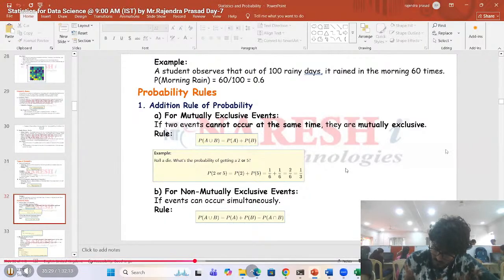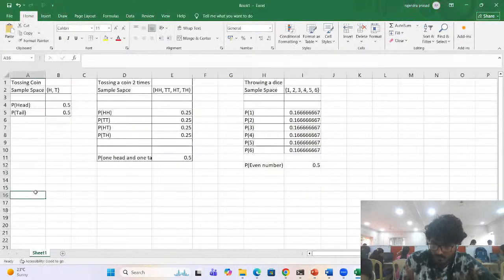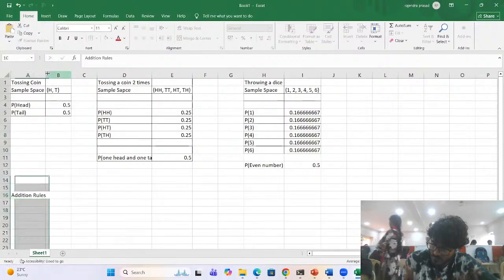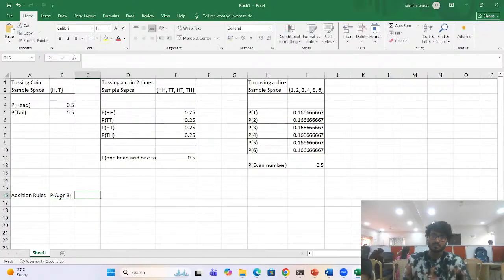For example, I'm rolling a dice. What is the probability of getting 2 or 5? Let's see here. So we are talking about the addition rule, right? What is this addition rule? It says that probability of A or probability of B equals probability of A plus probability of B. Yes or no? So now I'm giving an example.